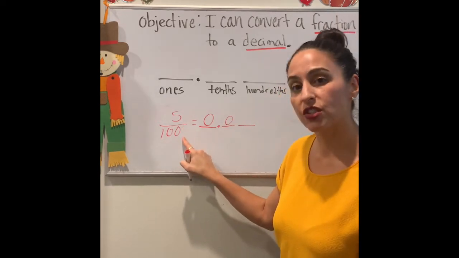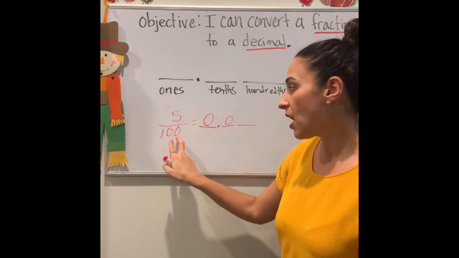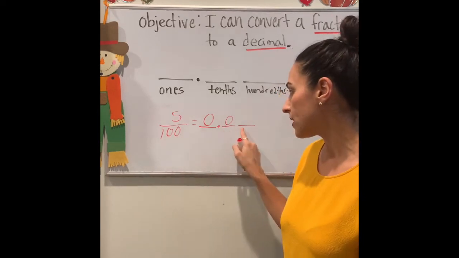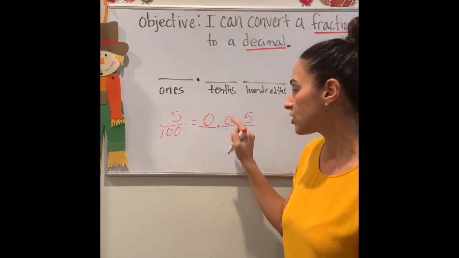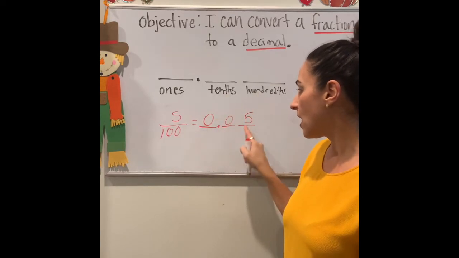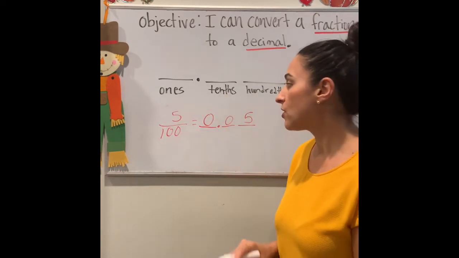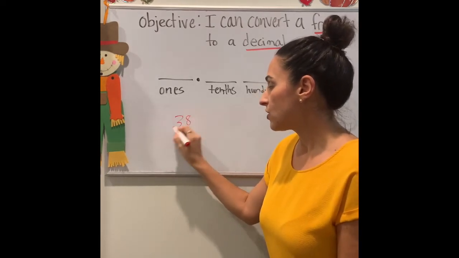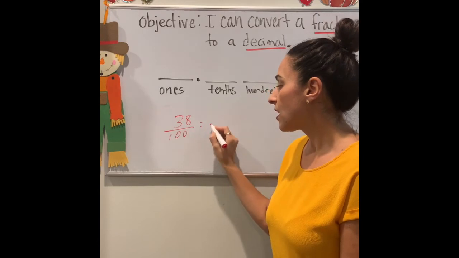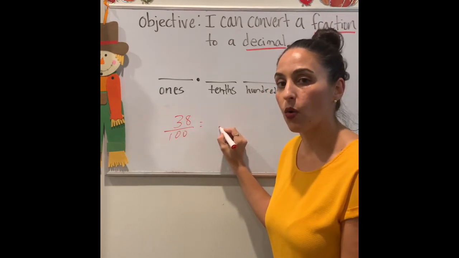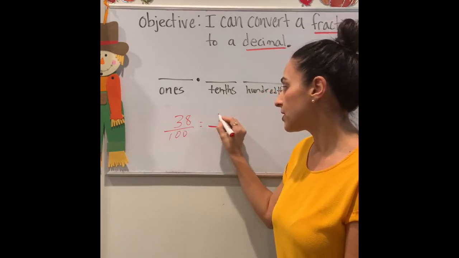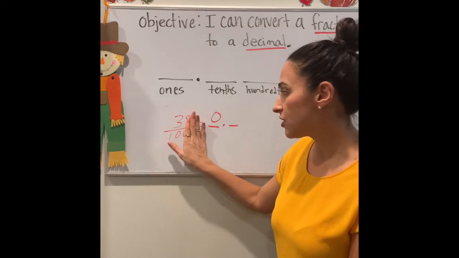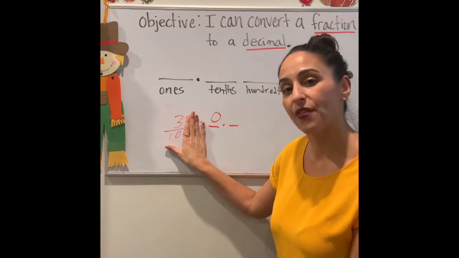How many hundredths do I have? 5 of them. Remember, 100 has 2 zeros in it, so that reminds me I have 2 places after the decimal, 1, 2. So the 5 goes here in the hundredths place. Tenths, hundredths. Okay, boys and girls, let's try another one. 38/100. Nothing in the whole numbers place. Put a 0. How many tenths do I have? Well, I can cover up the last digit in the numerator and cover up one of the zeros. I have 3/10.